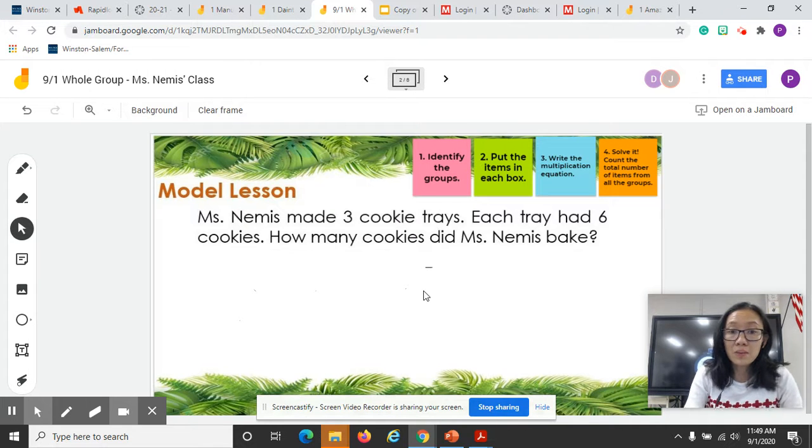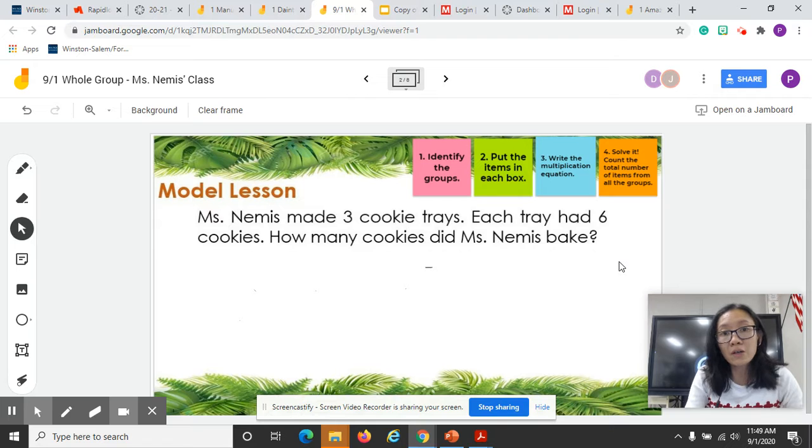Let's have this problem as an example. Miss Nemes made 3 cookie trays. Each tray had 6 cookies. How many cookies did Miss Nemes bake? So in this problem, since there's no model, we need to make our own model to know the groups and the items in each group.